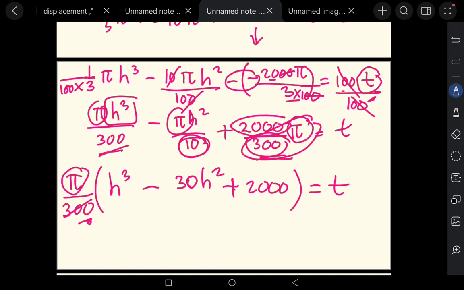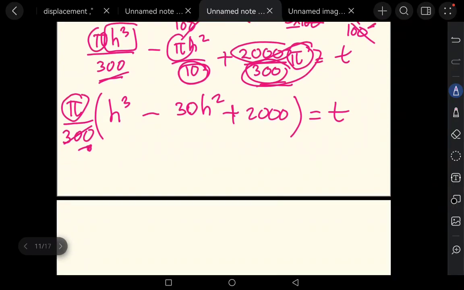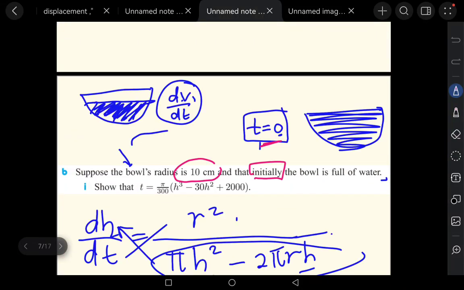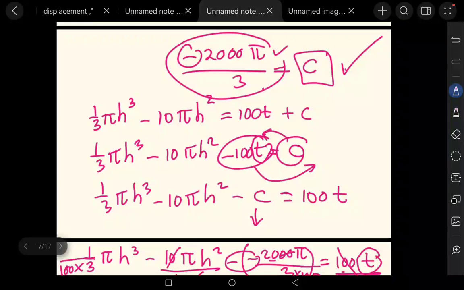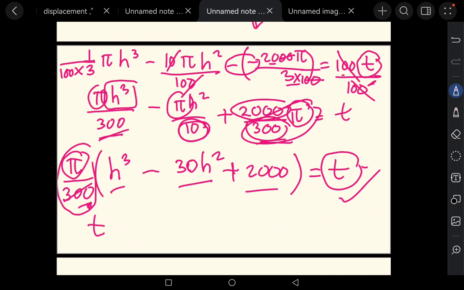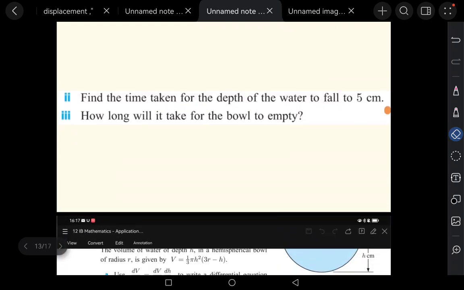Okay, and then that's the t function. So t, and it's proved. It's only proving, right? Let's check. Yeah, it's proving. So correct. h cube minus 30 h square plus 2000. Check. h cube minus 30 h square plus 2000, that's t. That's only proving, right? Times this pi over 300. Okay, it's answer. Let's go to part 2.